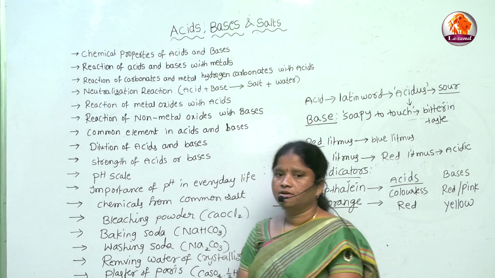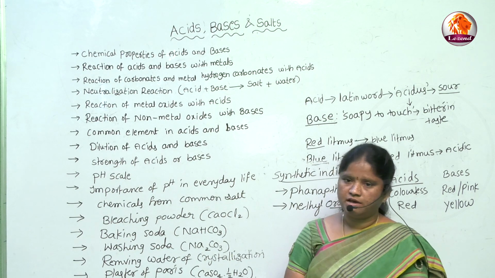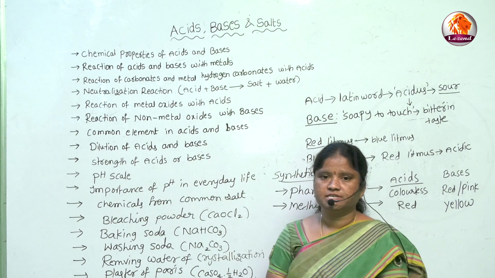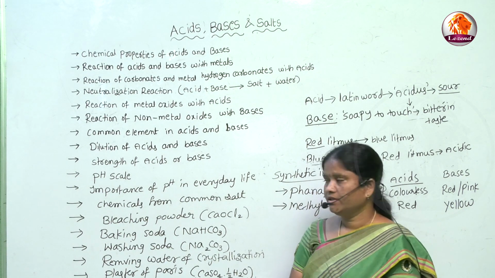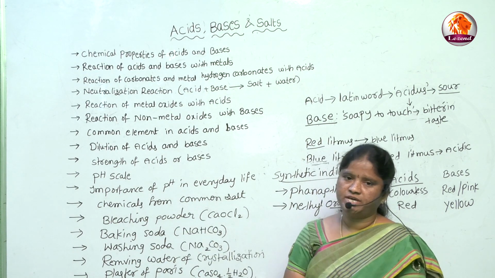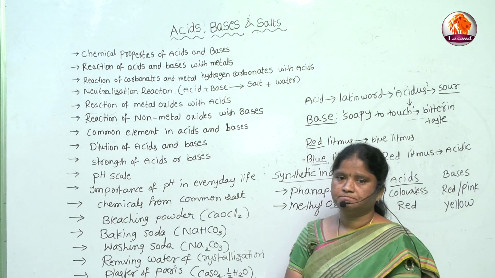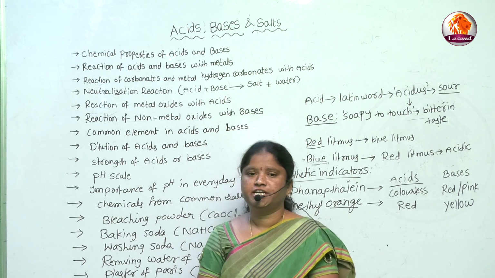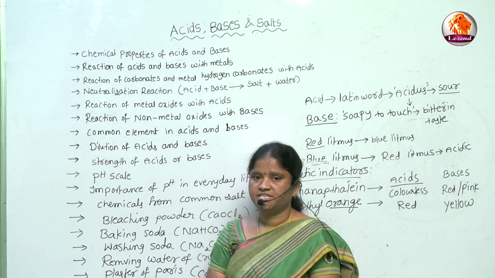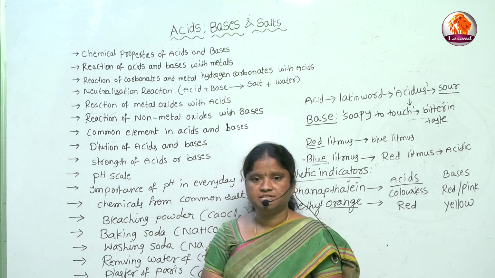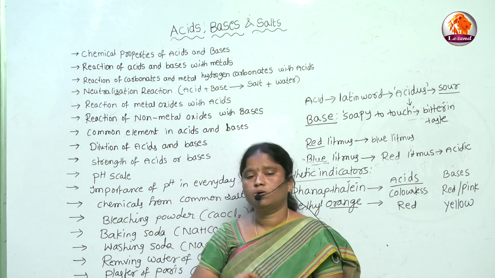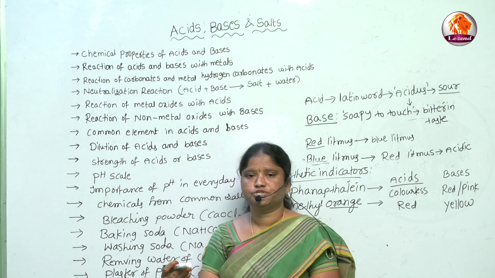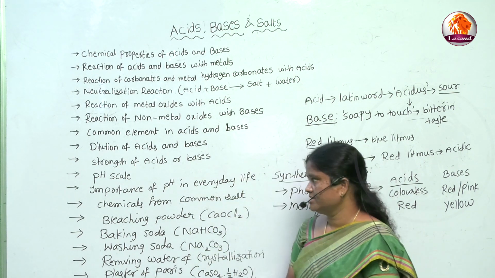On a scale we have numbers, like a small scale 1 to 15, a large scale 1 to 30. In the same way, on the pH scale we have numbers 0 to 14. According to the number on the pH scale, we can identify the nature of the substance, whether it is a weak acid, strong acid, weak base or strong base.